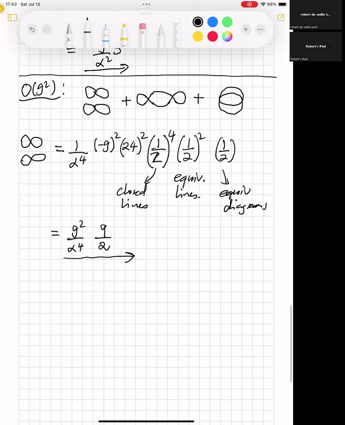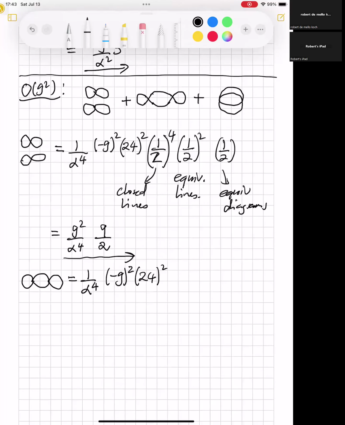Good. Now let's move on to the next diagram. So here it is. Again, count how many lines there are. I think you'll have no problem seeing that there's a total of 4 lines. There's 2 vertices, so we've got minus g squared and a 24 squared.